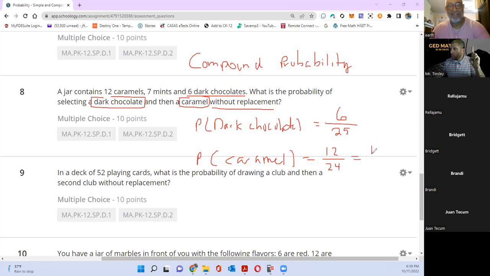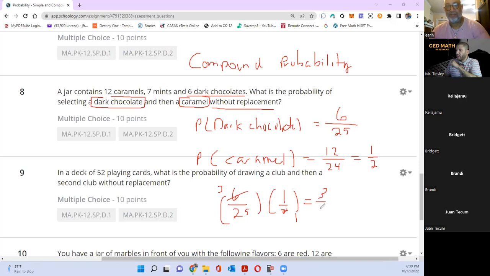And so we reduce that to lowest terms, which is 1/2. And then we multiply the two simple probabilities together. 6 over 25 times 1 over 2. 2 going into 2 one time. 2 going into 6 three times. We get 3 over 25, which is 0.12 or 12%. So the chance of you going in, picking a dark chocolate, not putting it back in, and then putting your hand in again and getting a caramel is only a 12% chance.